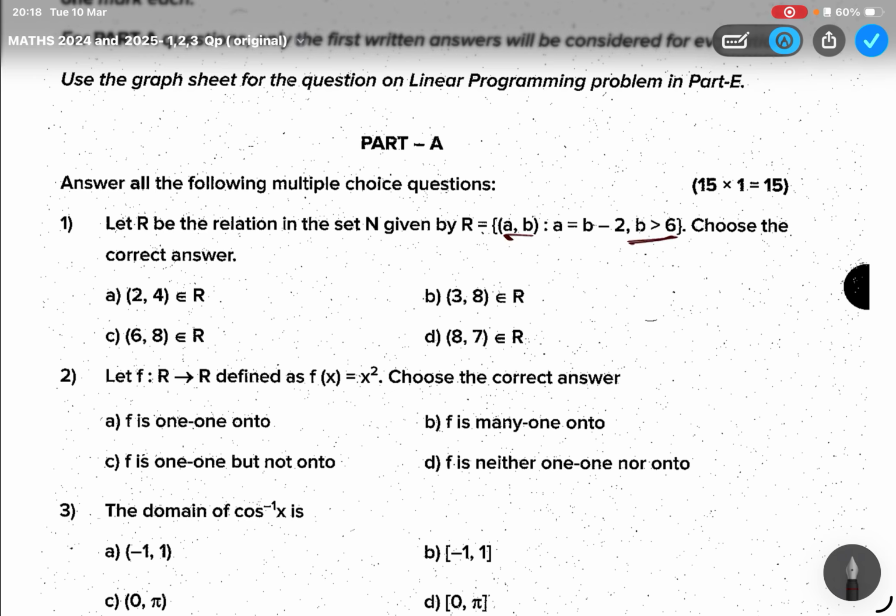b is greater than 6, a equals b minus 2. Does b need to be greater than 6, and does a need to equal b minus 2? Then we have to compare a and b. 2, 4 is satisfied, but 4 is not greater than 6. And now 3 comma 8, 3 equal to 8 minus 2 is not possible, 8 minus 2 is 6. 6 comma 8, 6 is equal to 8 minus 2, so 6 equals 6, then option C.